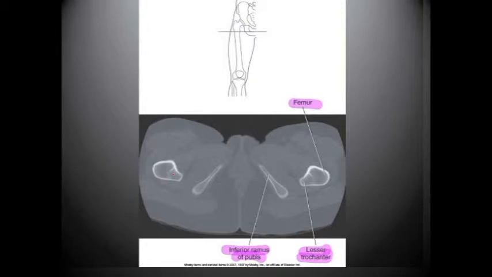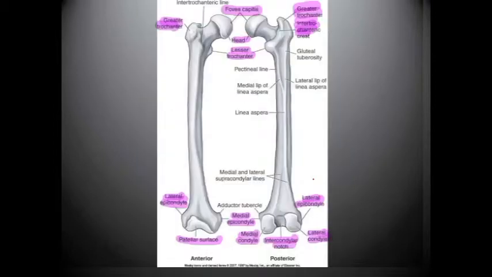Here we have lesser trochanter and just the shaft of the femur. Okay, here is a view of the femur in its entirety.